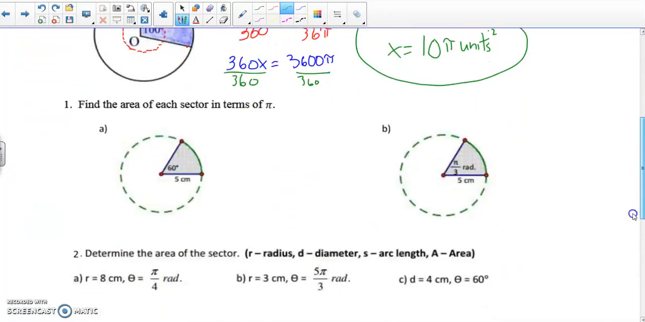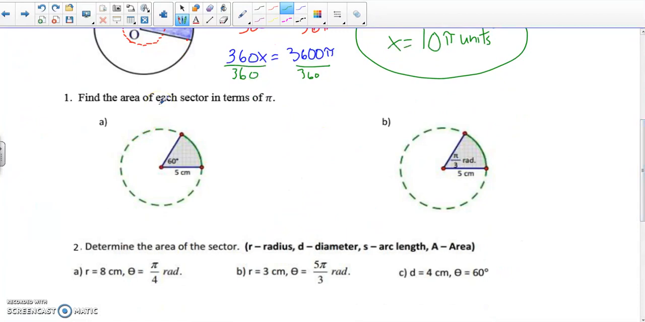So if you want to try the next one on your own, I'm going to do letter A, so you can pause and try it on your own. If you want to walk through it with me, I will. But again, we have a portion of the circle. So we have our 60 degrees is to 360. 60 is to 360 as our chunk of our area, x, is to the entire area.